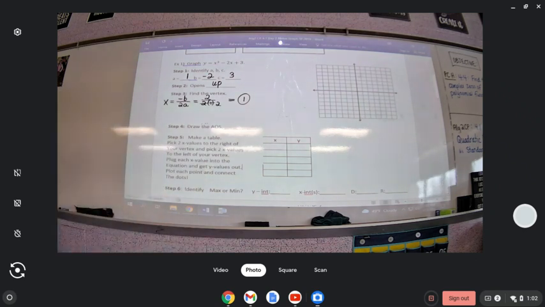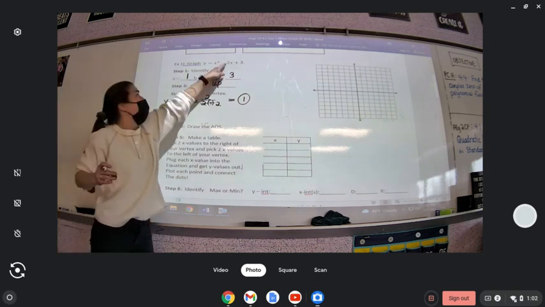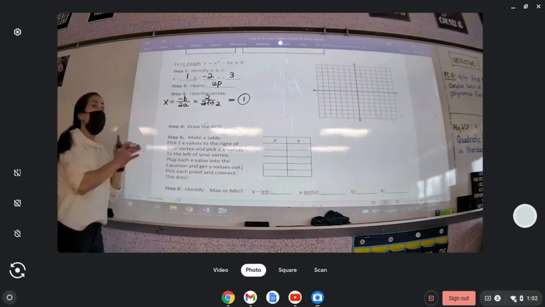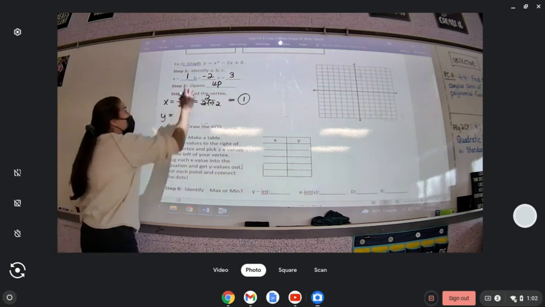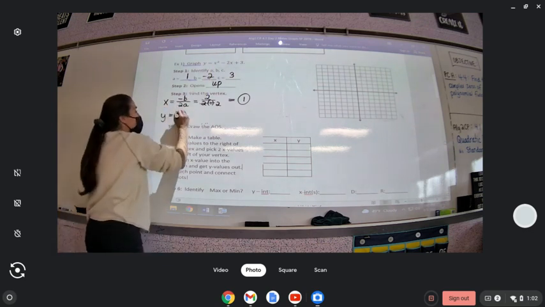But we need a y-coordinate. So now we're going to take 1 and we're going to plug it in for that x and figure out what y is. This is where I want you to do it just like me. So y will equal, we're going to plug 1 in and we're going to square it.